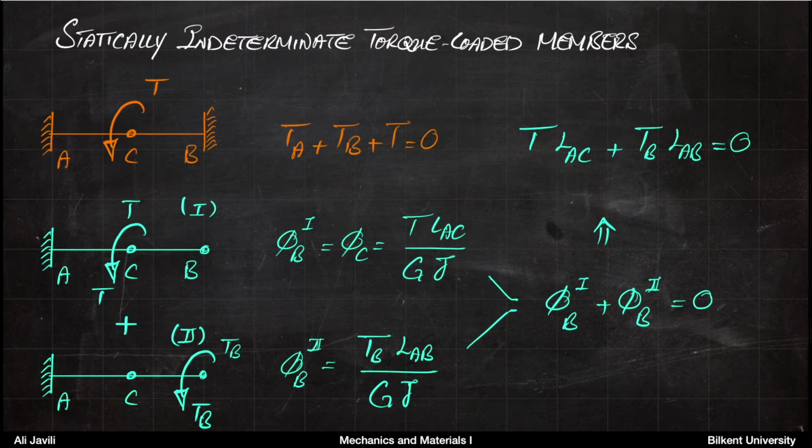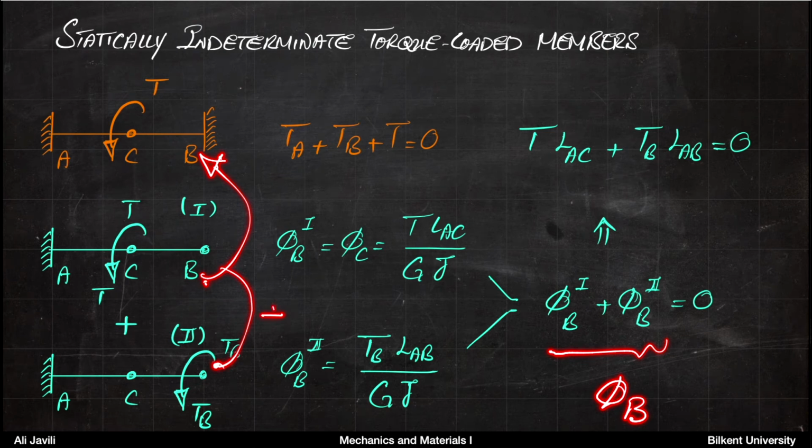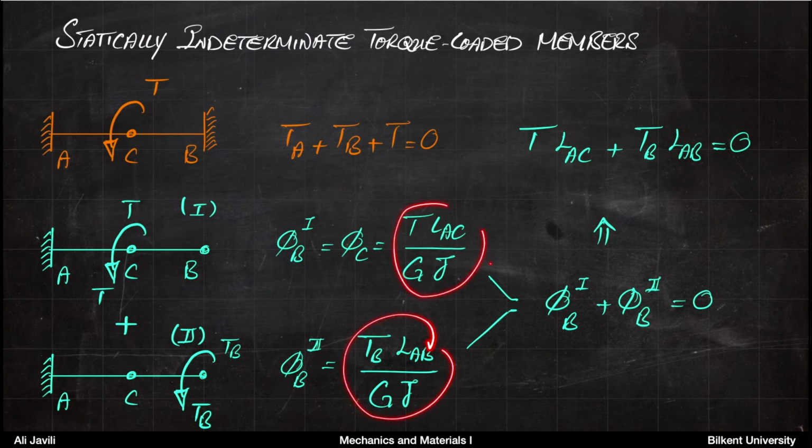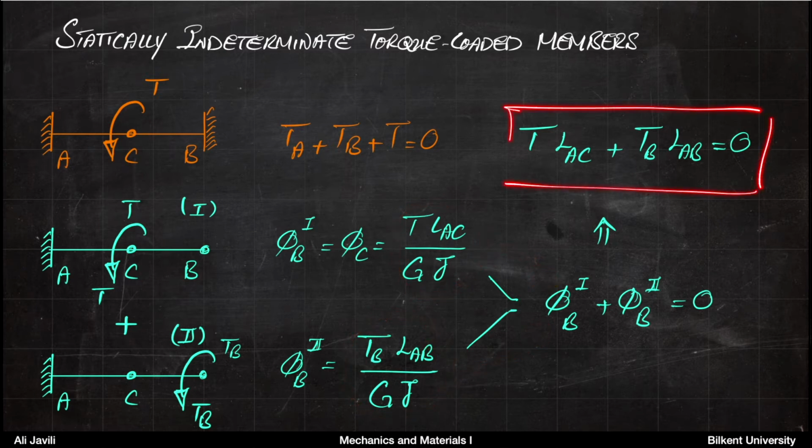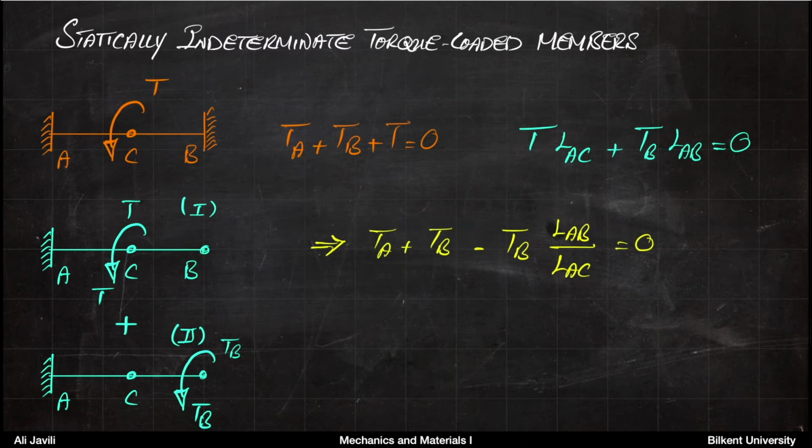So what we want to do is to impose that the sum of the angles of twist, phi B1 and phi B2, is 0, because this is exactly phi B, and we know that it's fixed at point B. So if you add these, they should end up with 0. Inserting these equations into our relation here gives you the equation that we were looking for. So it's T LAC plus TB LAB equals 0. So this is your second equation. This was our first equation. Now we have two equations, two unknowns, and we can calculate the torques.